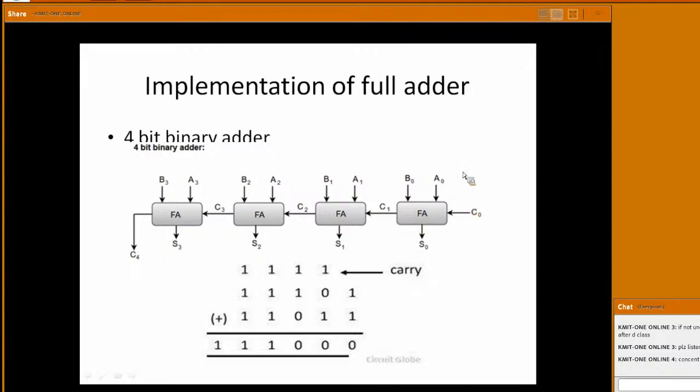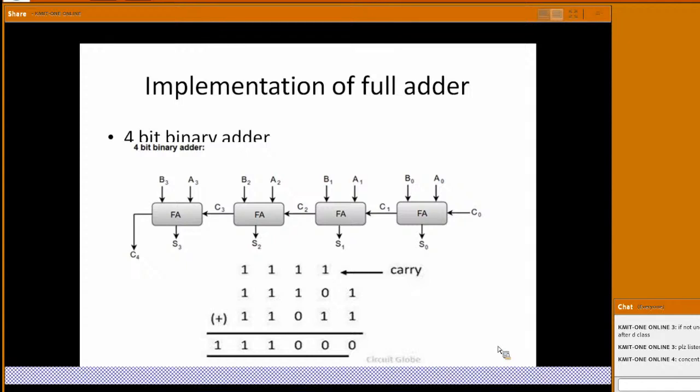Right? So A0 is equivalent to 1. B0 is equivalent to 1. When you perform A0 plus B0 plus C0, what will be the result? Your sum S0 is 0 and it is giving you a carry C1 as 1.